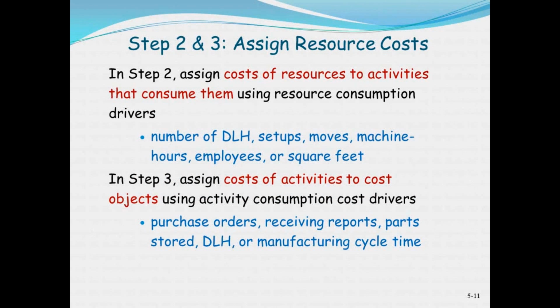Could be the number of direct labor hours, could be the number of setups, the number of moves, machine hours, number of employees. For facilities, it might be square footage. So you figure out a driver that's appropriate for each one of them at a detailed level. And then you assign costs based upon the level of activity. So if it's direct labor hours, you assign costs based upon how many labor hours are used. If it's driven by number of purchase orders, you assign costs based upon number of purchase orders, et cetera. And that, in essence, is activity-based costing.